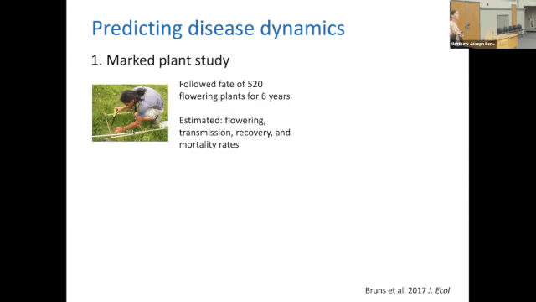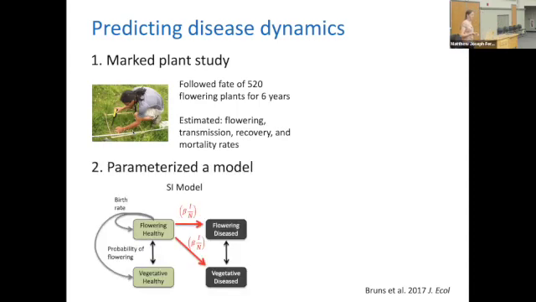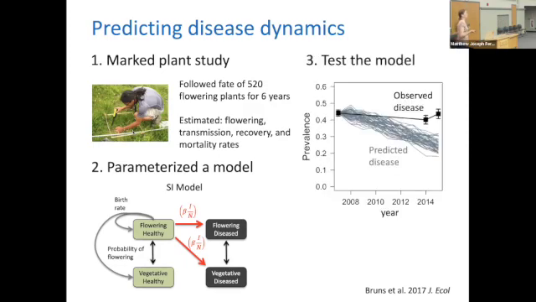We learned sort of the mortality rate, the transition to flowering rates, transmission rates, infection rates, recovery rates. And we put this all into a model. We just used a basic SI model and parameterized it with this data that we'd collected. And I'm going to kind of skim through some of this. But basically, we said, well, great, let's predict what we found in the field with our model, and we did a really bad job with this.